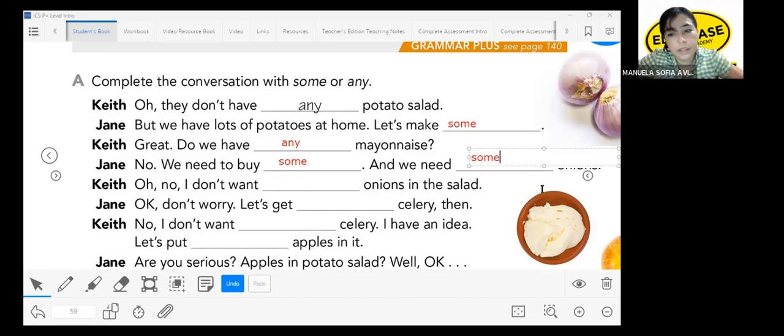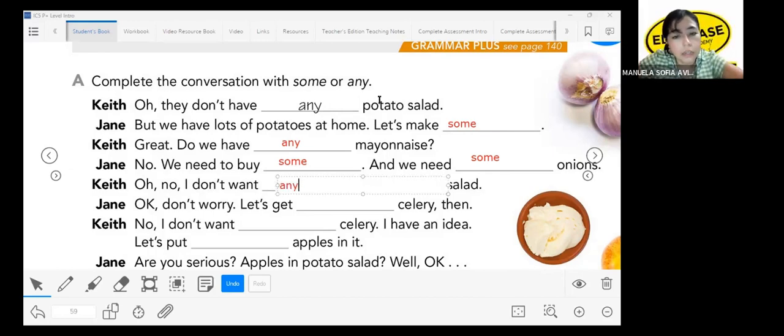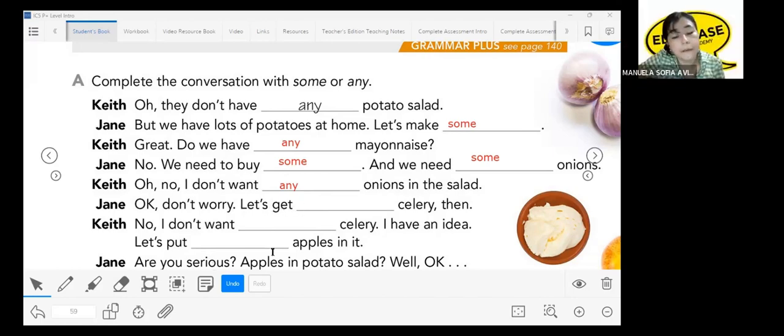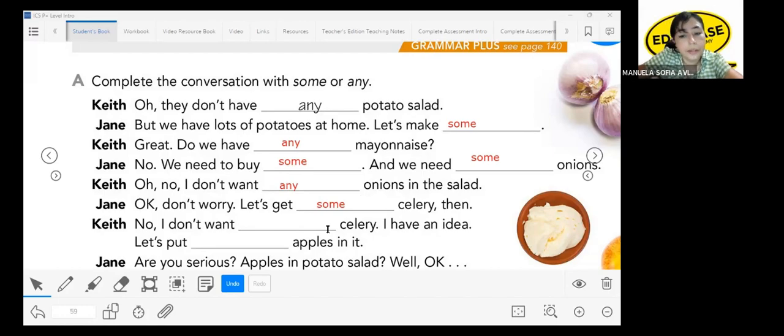And it is affirmative. Affirmative and plural. Oh no, I don't want any. Correct. I don't want any because it's negative. I don't want any onions. Remember that any and some, we can use them with plural or singular, or with countables and uncountables. That's not the point, right? The point is if they are affirmative, negative, or interrogative. That's the point that we have to remember. Okay, don't worry. Let's get some celery. Correct. Let's get some celery then.